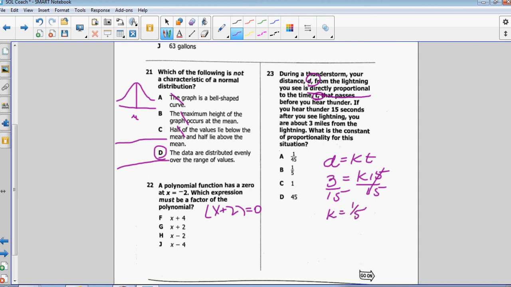And it just asks what the constant of proportionality is, and constant of proportionality is the name for k. So we already solved it. It's B. Alright, so we're going to move on to your next video.